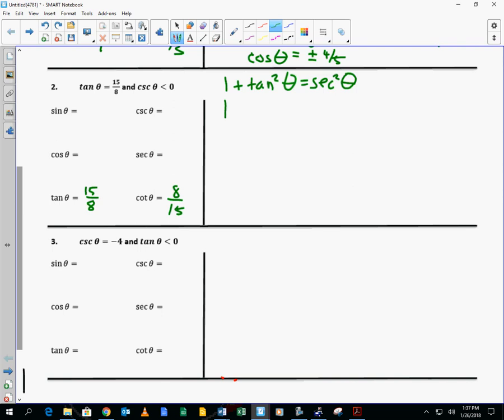So 1 plus, what do I get if I square the tangent value? 225 over 64 is equal to secant squared of theta. What to do now? Yeah, so I change 1 into 64 over 64. 64 plus 225, 289 over 64 is equal to secant squared of theta. Square root. 17 over 8, plus or minus, is equal to secant of theta. The question is, is it positive or is it negative?